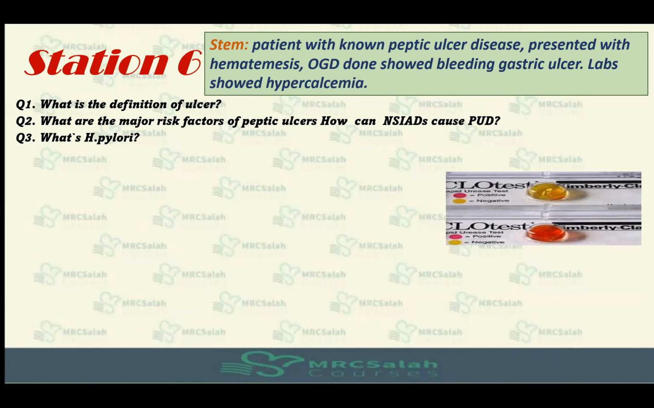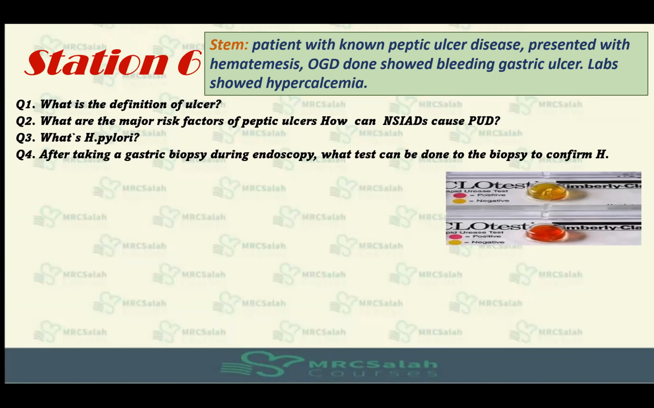Can you tell me what's H. pylori? It's a gram-negative spiral bacteria. It's also microaerophilic. Found where? In the antrum of the stomach. After taking a gastric biopsy during endoscopy, what test can be done to the biopsy to confirm H. pylori infection? Campylobacter-like organism test.